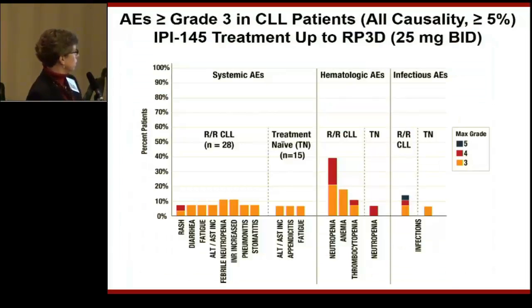And this is the adverse events of grade 3 or greater. Again, looking pretty good, except neutropenia, as we expect in the relapsed refractory. And infections, even in the relapsed refractory, about 15%, although there was the grade 5 sepsis.